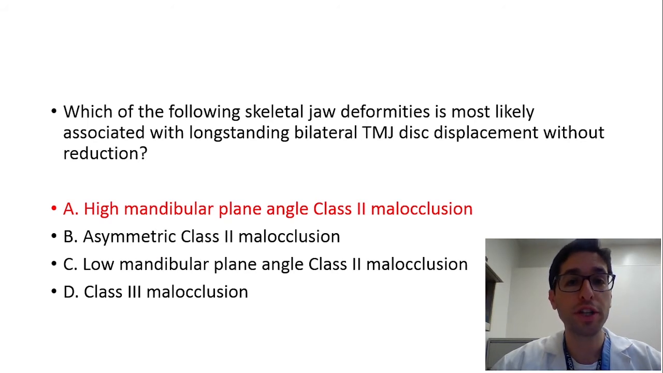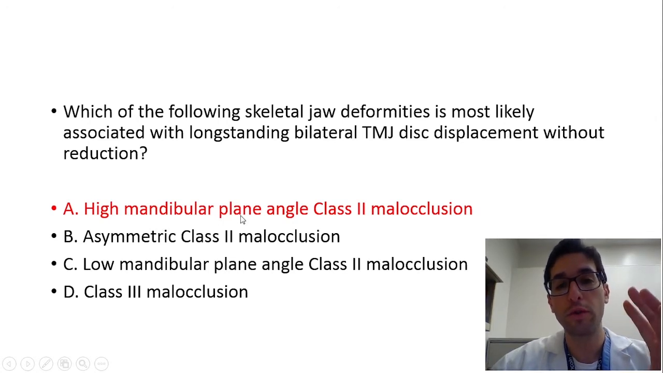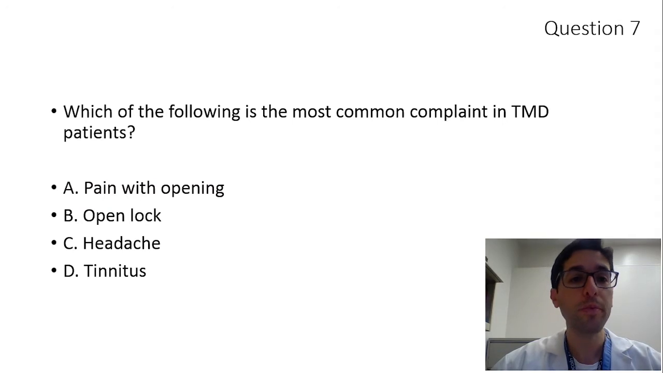So going back to the question, which one of these is associated with internal derangement? The answer is class 2 malocclusion with a high angle. High angle because that will lead you to a short ramus and an anterior open bite.